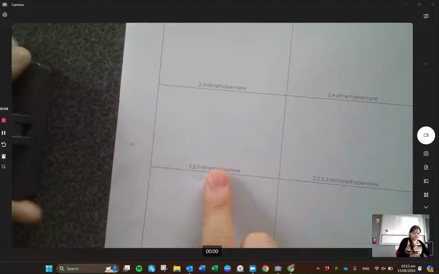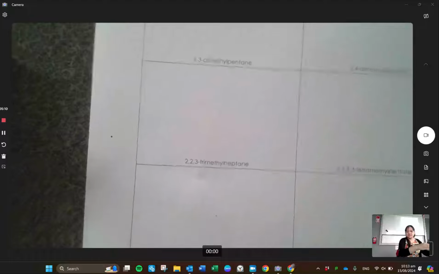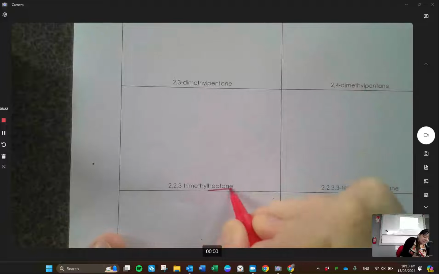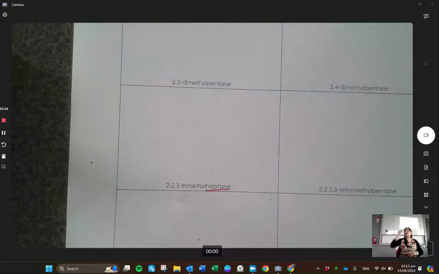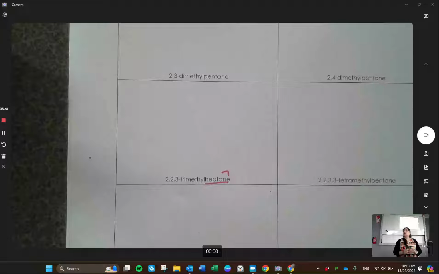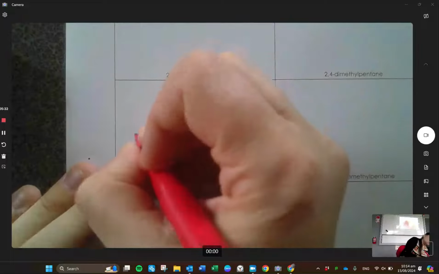I'll choose this one. Okay, so it's got a big line. This one here, you see it says 2,2,3 trimethylheptane. First thing I want to do is draw the parent chain. I see it says hept-ane, and when I know my numbers, hept means 7. So that tells me this is a 7 carbon chain. So let's draw that 7.